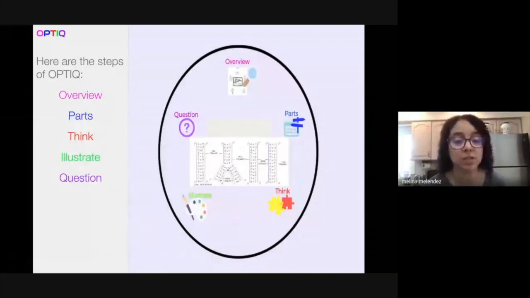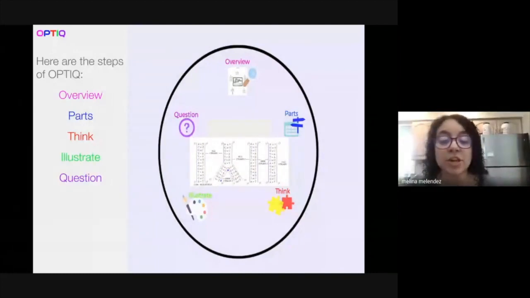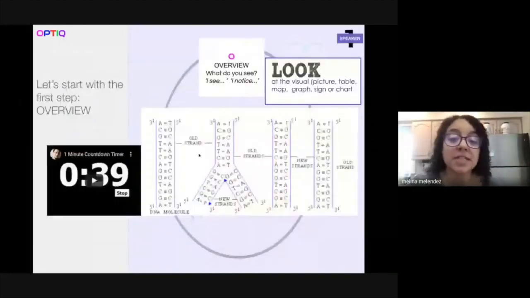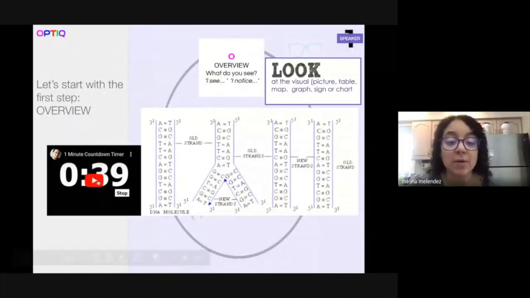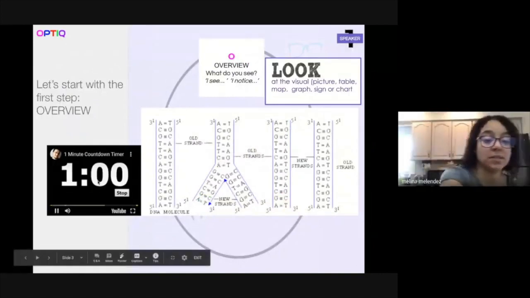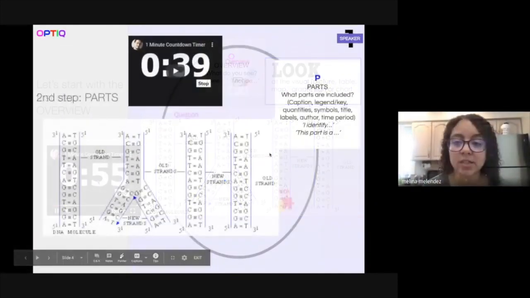Remember, there's the overview, parts, think, illustrate, question. So we're gonna start with the overview part, and you're just gonna write, what do you see, what do you notice? So in the chat, just write down anything you see and notice. Actually, now moving on to parts.